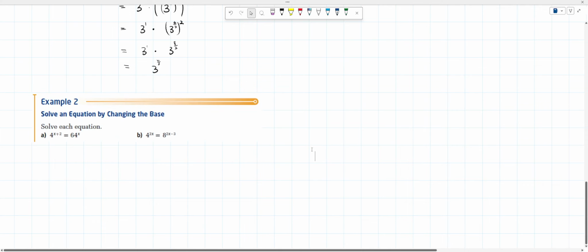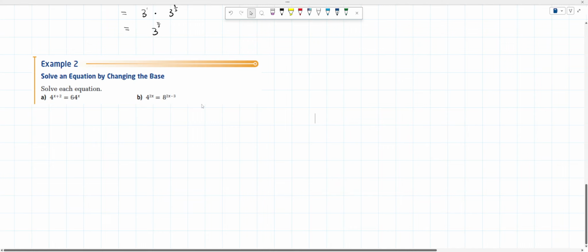Solve an equation by changing the base. So using the skills that we just practiced in example 1, my initial goal of solving these equations would be to match bases. In these two examples, we have 4 to the power of x plus 2 equals 64 to the power of x. Well, I would like to use a method of equating coefficients, but the bases are different, so we can't do that right now. So what can I do?